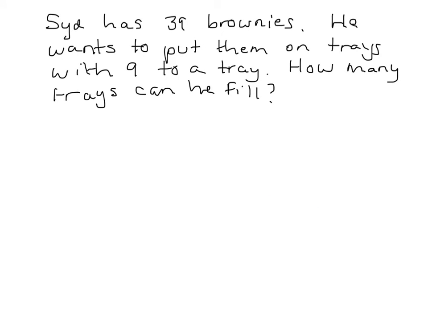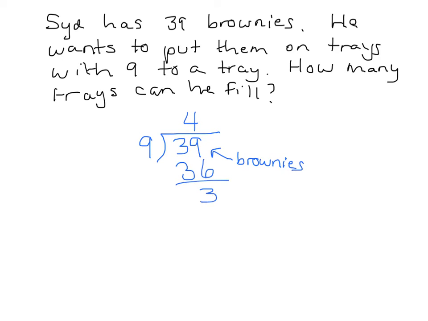Let's look at another one. Sid has 39 brownies. He wants to put them on trays with 9 to a tray. How many trays can he fill? So here we go. We have 39 here. And we want to divide it by 9. And now I'm dividing up the brownies. And there's 3 left over.